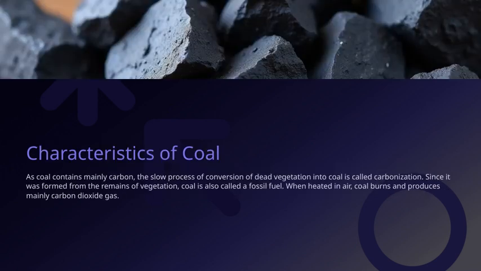Let's talk about the characteristics of coal. As you can see, coal mainly contains carbon, which is a key element in its composition. The process that transforms dead vegetation into coal is quite slow and is called carbonization. This process highlights why coal is classified as a fossil fuel, since it originates from the remains of ancient plants.